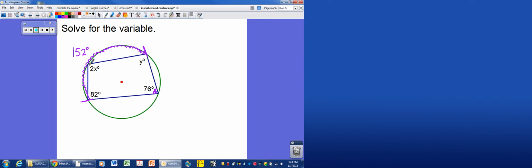We can do the same thing for this one. This is an 82 degree angle here. Let's change colors. So this is an 82 degree angle, so this is its intercepted arc, all the way over to here. So this much is 164 degrees.